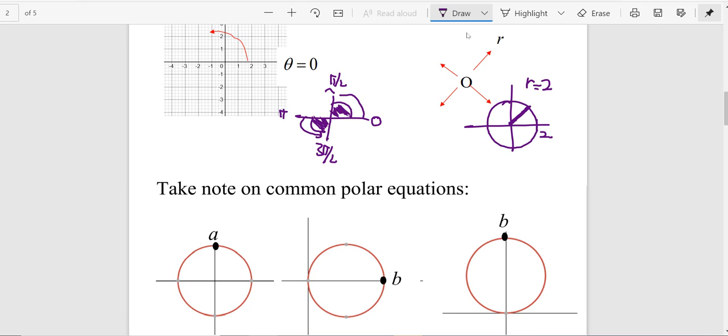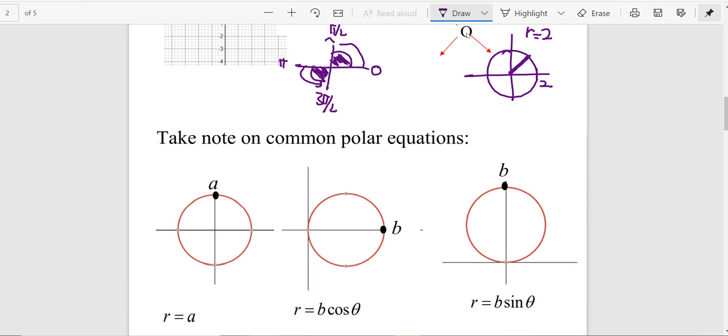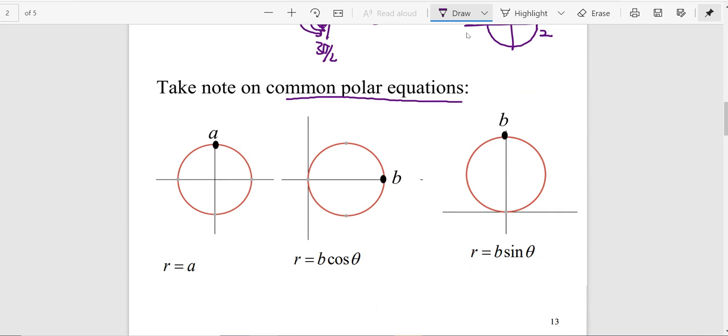I believe you already learned about the common polar equations. This is the common polar equation. Whenever the shape has its center at 0,0, the value of r is equal to the value here. But whenever the circle is on this side, r is equal to b cos theta. If it is on positive y, r is equal to b sin theta.